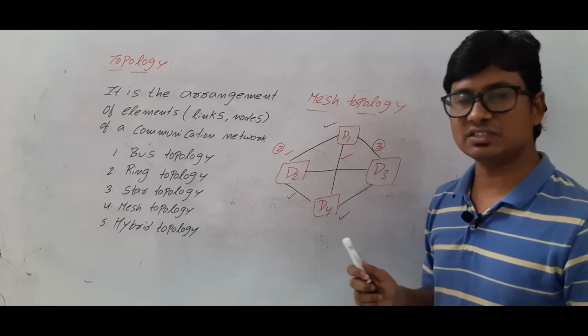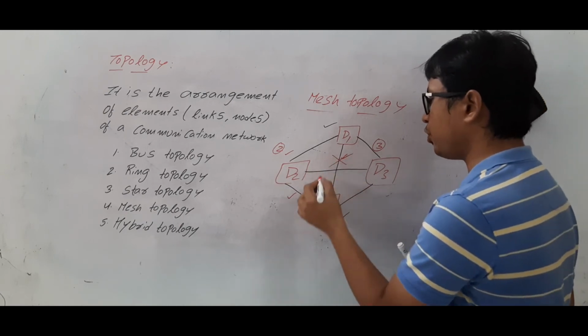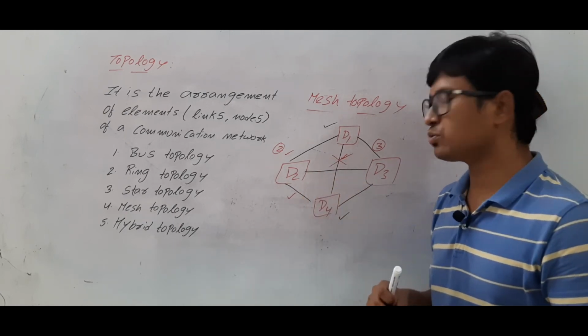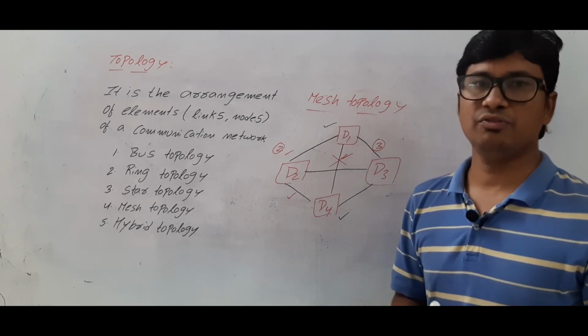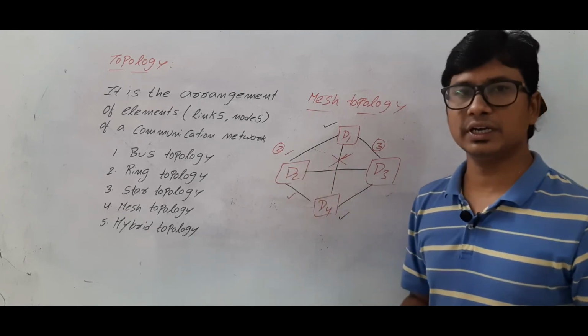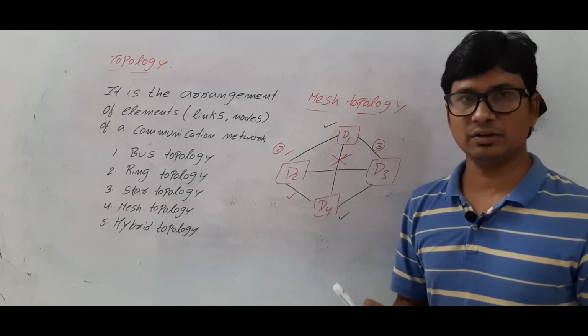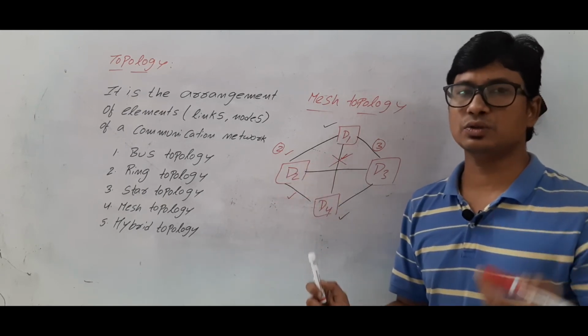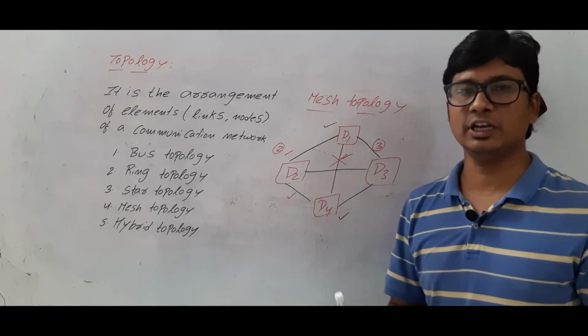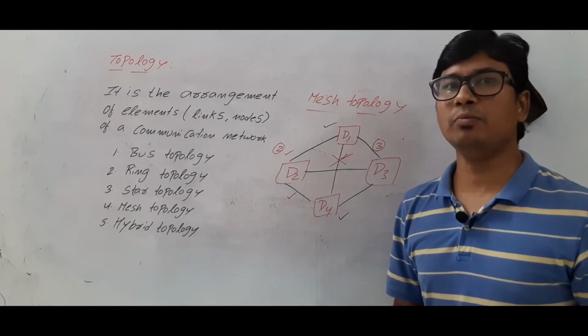If this link fails at some point, the link between device 1 and device 4, you can still communicate the data between device 1 and device 4 via various other links. So that's why mesh topologies are reliable. But what is the problem with this one?